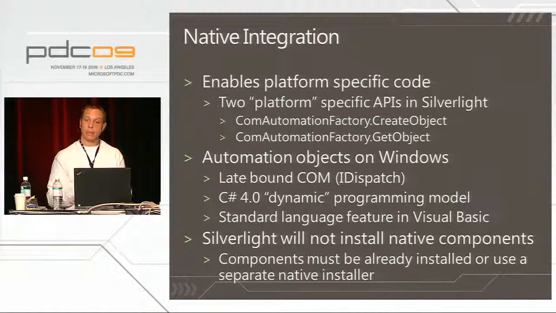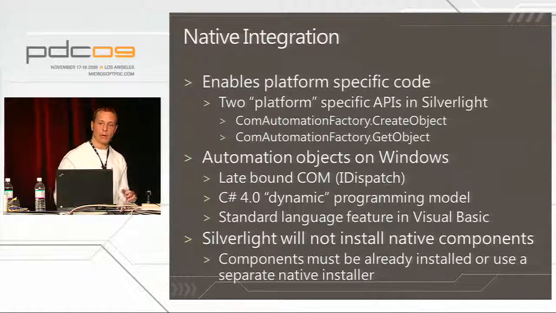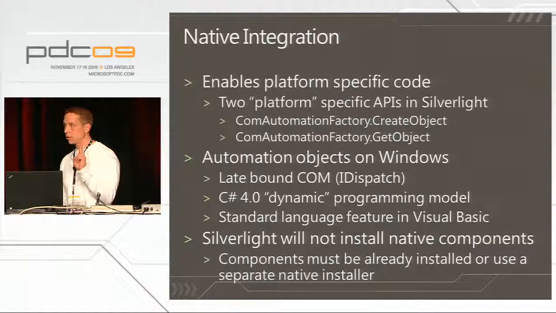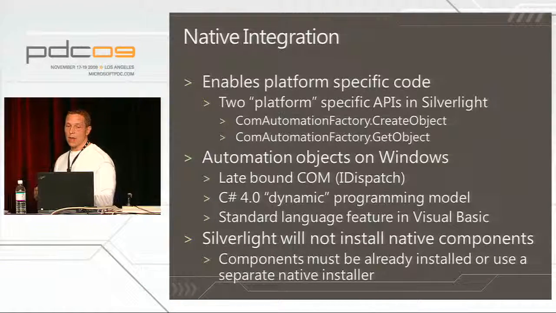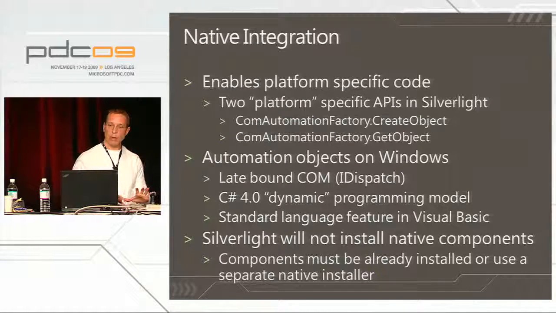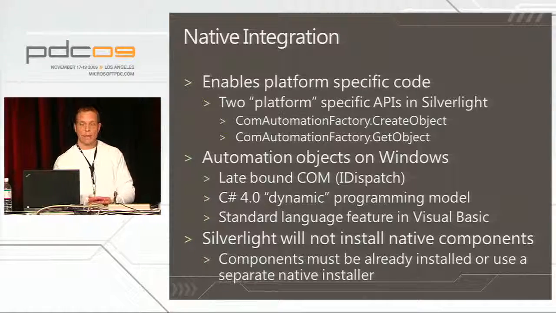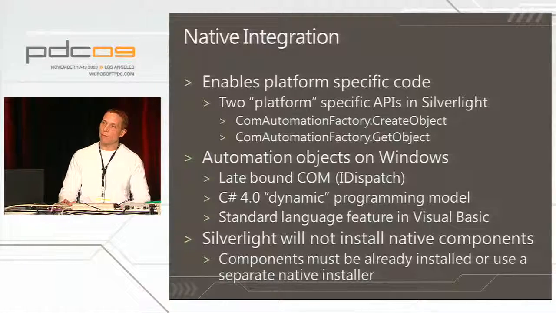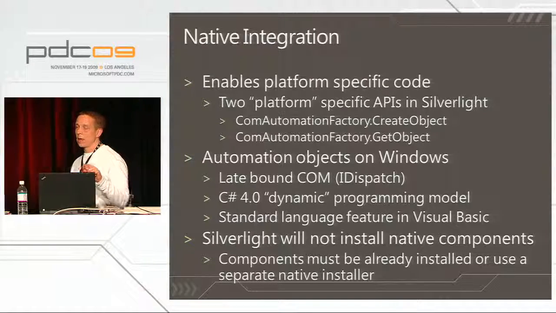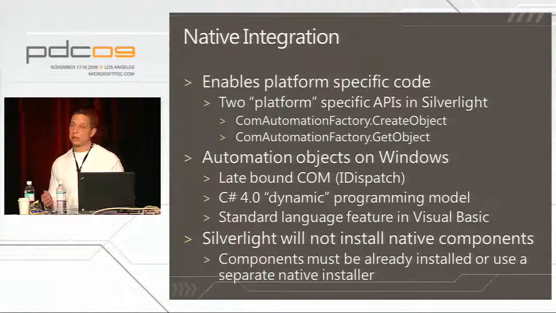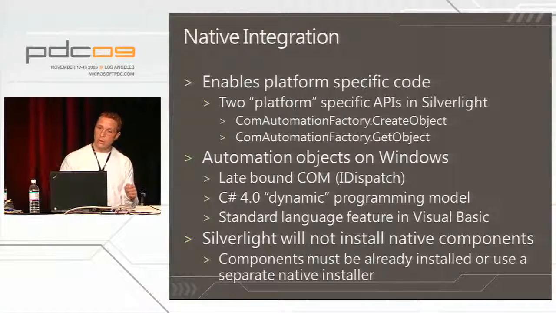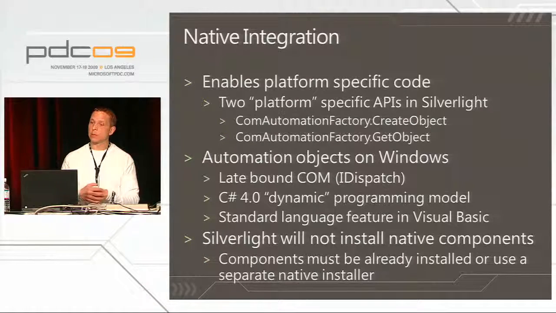Based on customer demand for being able to interop with Office and talk to local components, we added 2 APIs: the COM Automation Factory's createObject and getObject. These are the only 2 APIs in Silverlight that tunnel through to platform-specific stuff. We have APIs that tell you whether or not these are going to work on the platform. If you're calling them, I guarantee you're doing something, at least for now in Silverlight, that is Windows-specific.